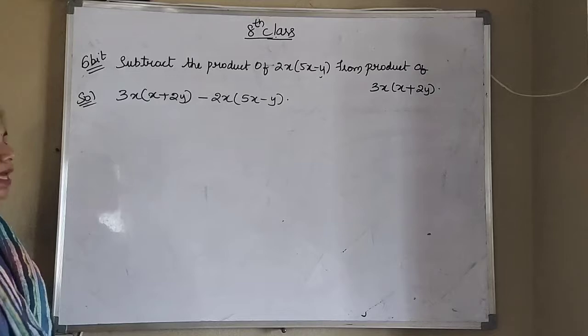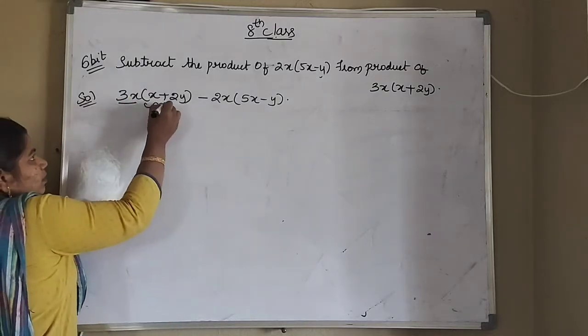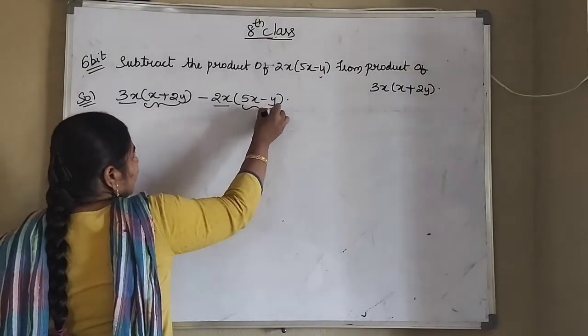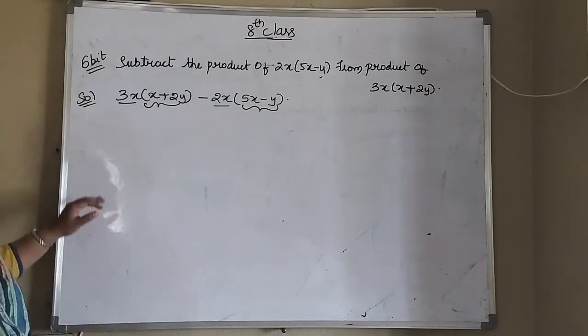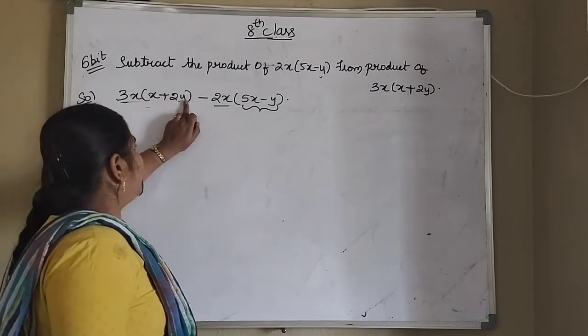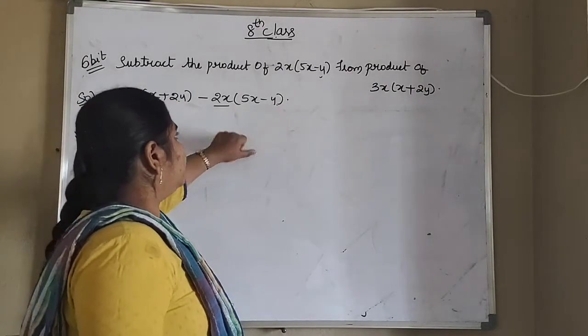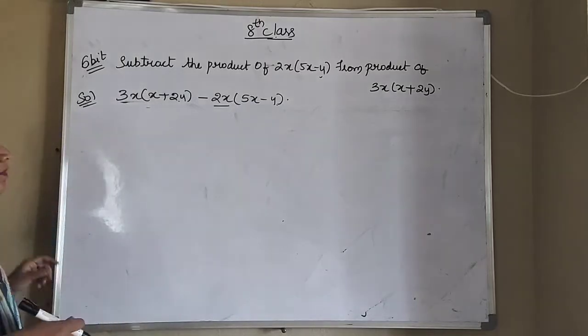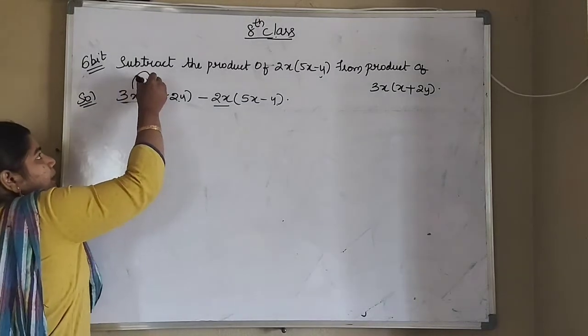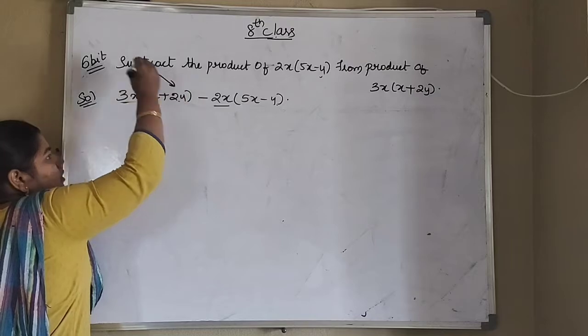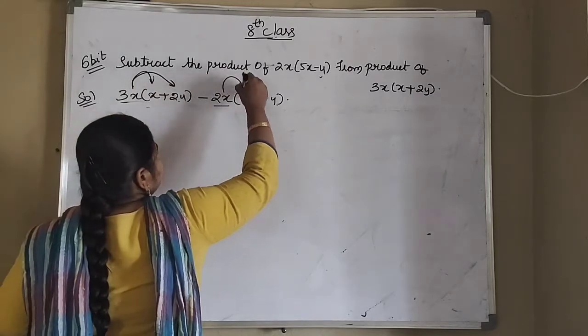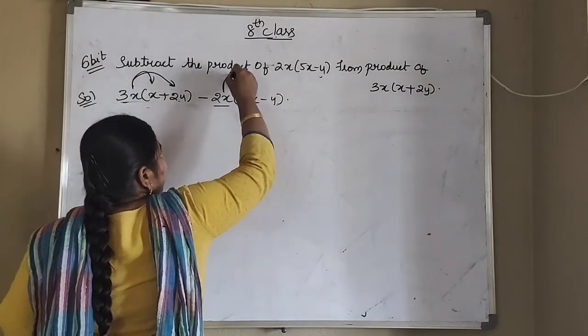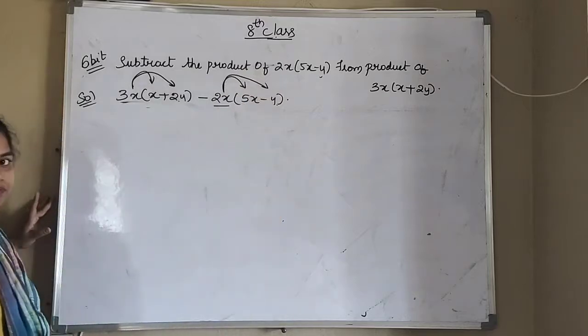So first you multiply. This is a monomial, this is a binomial. So we are multiplying a monomial with a binomial term. That means each and every term should be multiplied with the bracket term. So 3x should be multiplied with x as well as with 2y. In the same way 2x should be multiplied with 5x as well as with y.